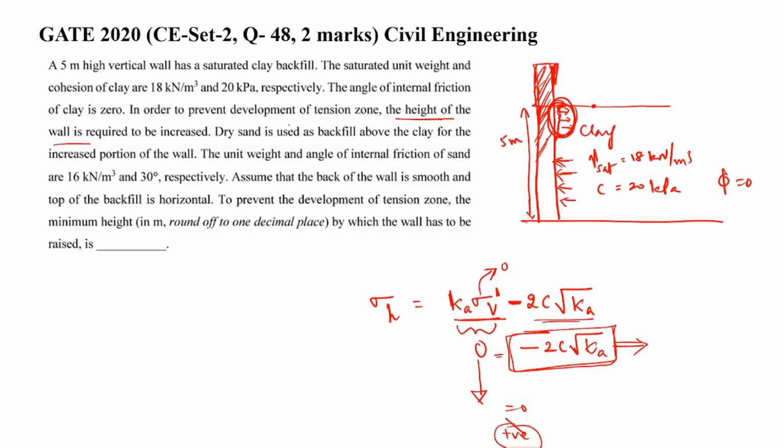So which soil are they using? They are using dry sand. Above this, they are keeping some dry sand, whose internal friction angle phi is 30 degrees, and what else? They're also using gamma of 16 kilonewton per meter cube. So these are the properties of the soil which they are keeping above the clay.